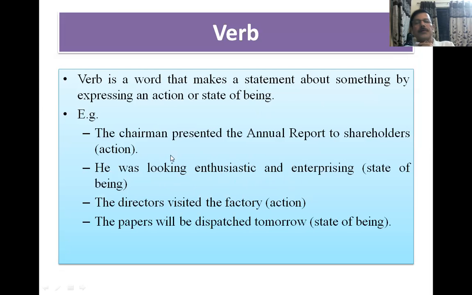Then comes verb. The verb is the word that makes statement about something by expressing an action or state of being. Some common examples. The chairman presented the annual report to shareholders. It's the action. Presentation is the verb, or presenting is the verb. He was looking enthusiastic and enterprising, state of being.